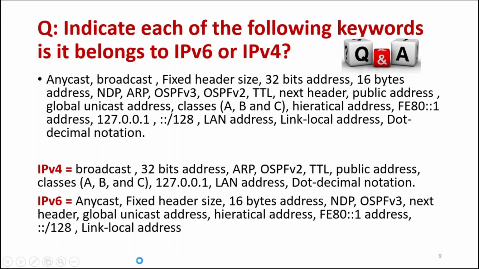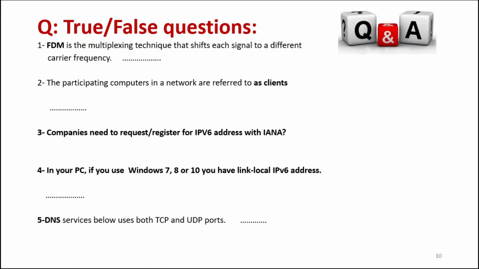True/false questions. FDM, frequency division multiplexing, is the multiplexing technique that shifts each signal to a different carrier frequency. This is true, because FDM deals with different carrier frequencies. It's a true statement.